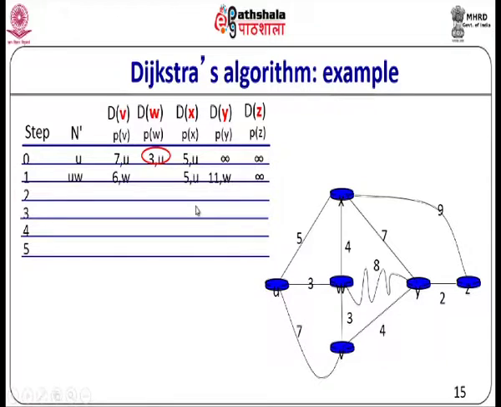So, you are looking at all the neighbors of W. We have looked at W to x, W to v and W to y. So, that will change. There is no information about z because W is not connected to z. So, this will remain at infinity.